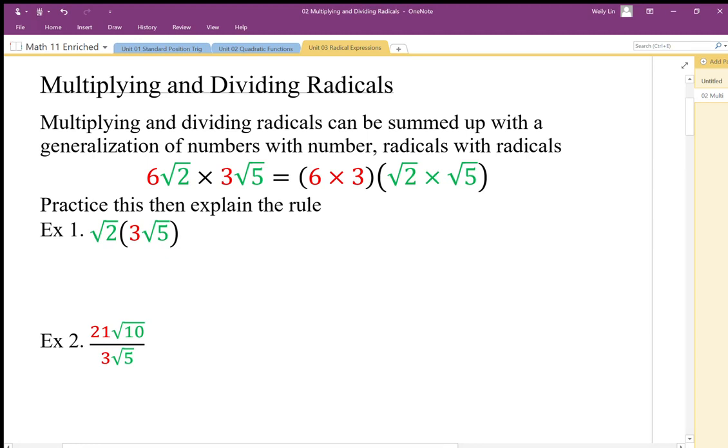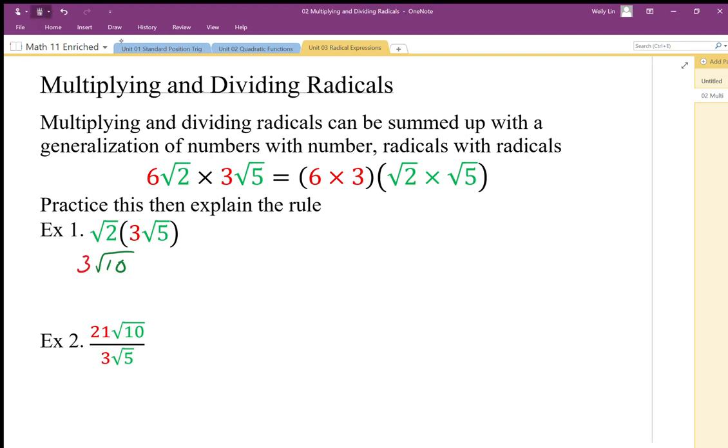So we can show this one here. If we multiply 6 root 2 times 3 root 5, we know that there is a coefficient of 18, and then the root 5 times root 2 becomes square root 10. So it's the radicals with radicals, the number parts with number parts. And that rule works for multiplication, so it must work for division, since multiplication and division are essentially the same thing. They are just inverses of each other.